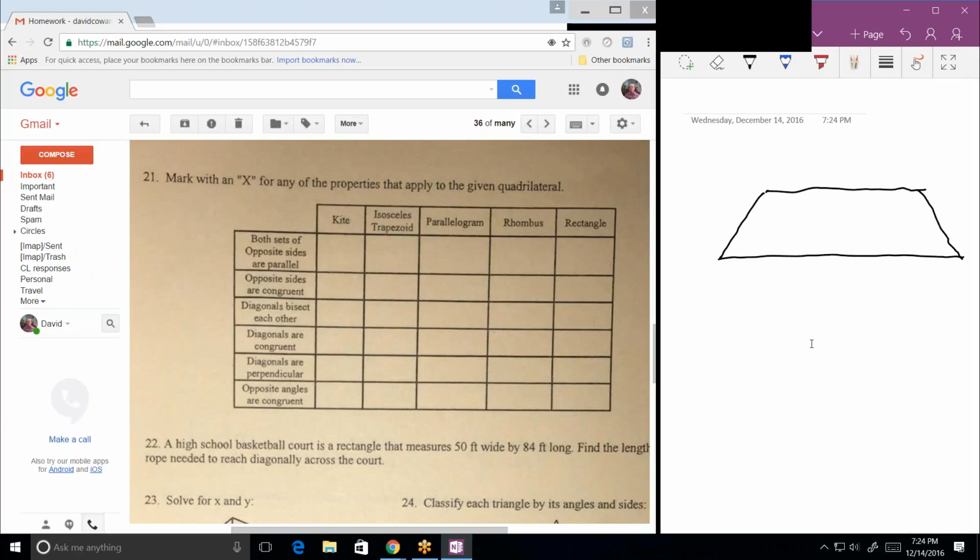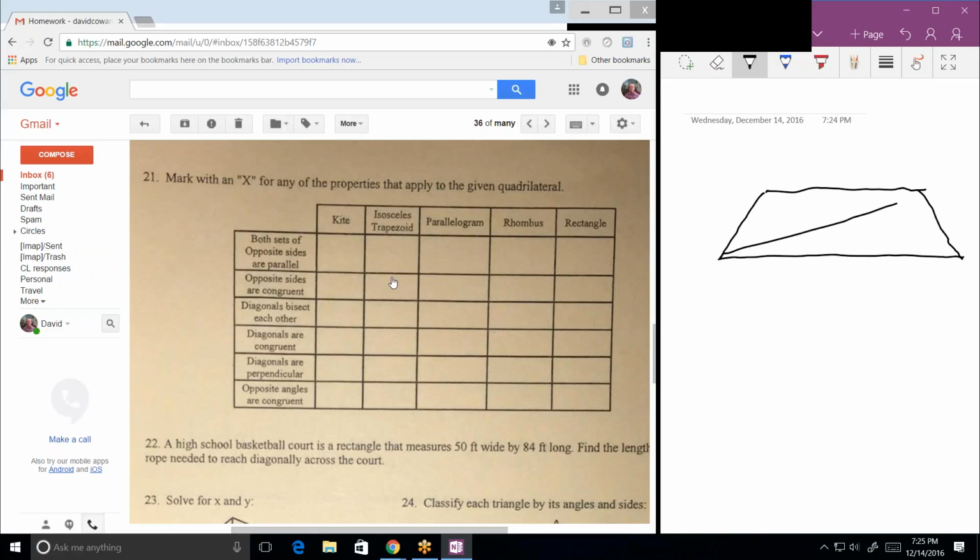Now, I exaggerated this a little bit. I made it quite long. Not going to be that useful, but always exaggerate it if you can. Both sets of opposite sides are parallel? Yes. Opposite sides are congruent? No.